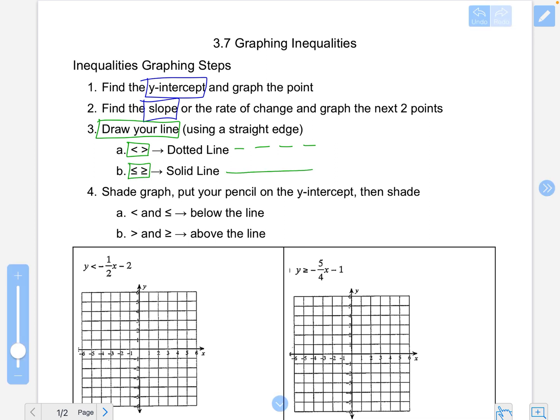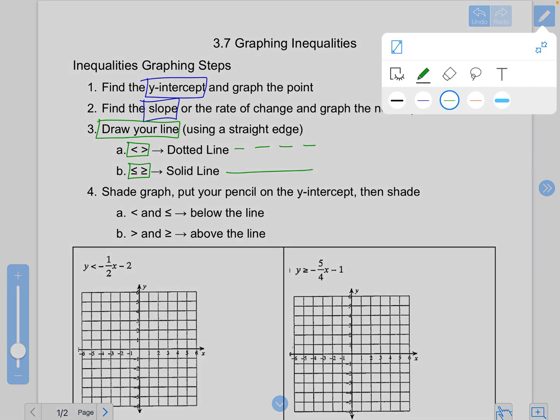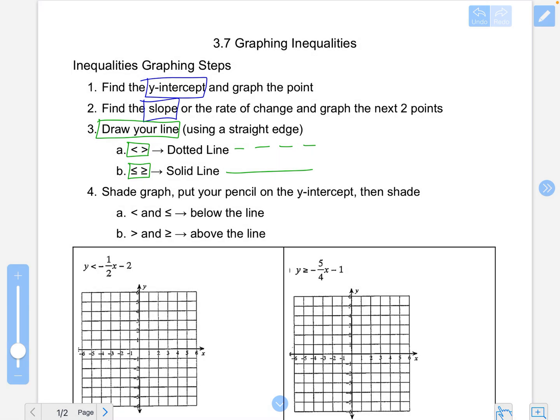The other thing that's different about inequalities is because inequalities are any number greater than or equal to or less than, we need to shade our graph. And when we shade our graph, if it's less than or equal to, we're going to find the line or the y-intercept, and we're going to shade everything below the line. Whereas if it's greater than or equal to, we're going to find that y-intercept and shade everything above the line.